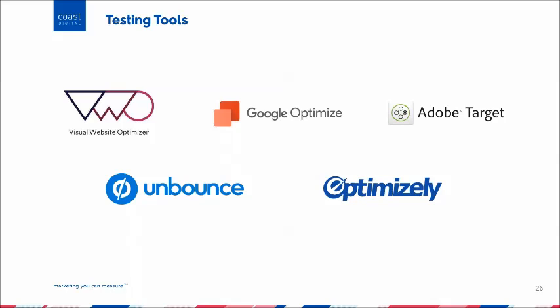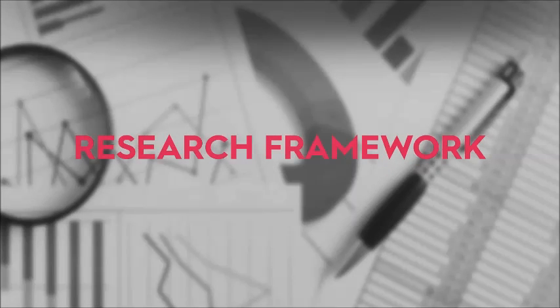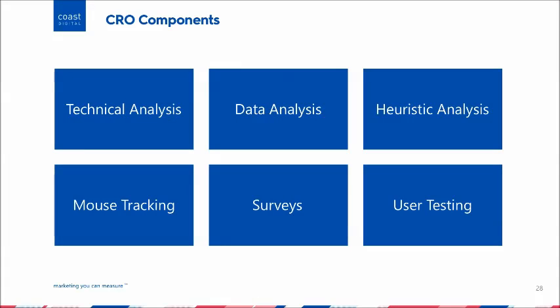So we've looked at the tools, and we're now going to move on to the research framework. And this is where I think the hard work takes place, and it underpins everything we do that's CRO related. Think of this framework as a list of things you must do in order to give you all the insights you ever need to make any change on your website. And this 6-point research framework looks like this. It involves a technical analysis of the site, a data analysis of the site, a heuristic analysis, it also looks at mouse tracking, surveys, and user testing. And after you go through this whole process, you'll be left with a list of issues which you can go ahead and attack and fix.